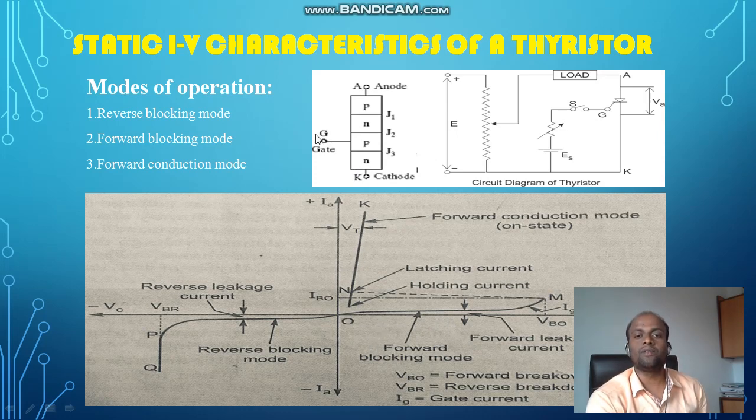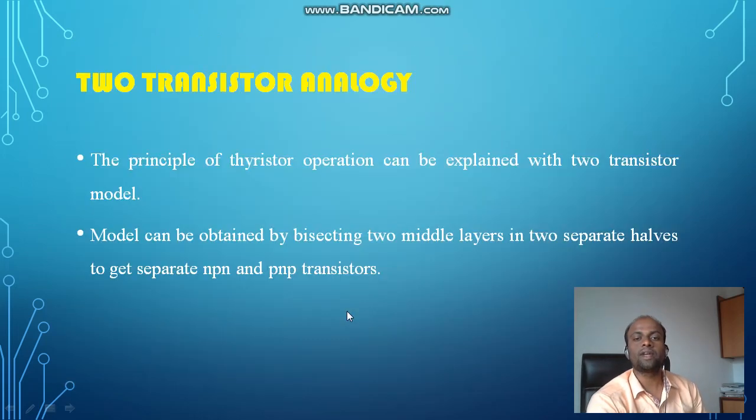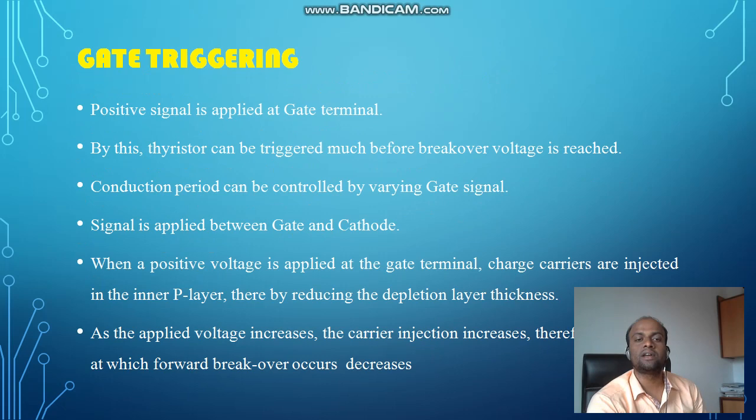So for that we apply gate pulse. When we apply gate pulse, if gate pulse is of a small value, then somewhere here your device will get turned on. Are you getting? Prior to the breakover it will get turned on. If gate pulse is of some adequate value, then it may turn on even earlier, like here. And if gate pulse is of an appropriate, high value, then your device will get directly turned on from here. Are you getting? So this is how we can turn on the device. That is called gate triggering.